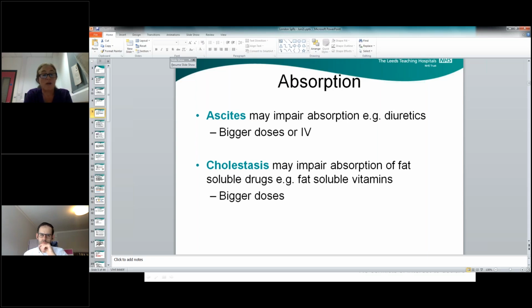Absorption may also be affected by cholestasis. If you're very cholestatic, then you don't excrete your bile salts into your gut, so you're going to have impaired absorption of fat, and that then includes fat-soluble drugs. The fat-soluble vitamins are the obvious ones. We know that we need to give massive doses of the fat-soluble vitamins, and that children with cholestatic liver disease can be very cachectic and fail to thrive because of their fat malabsorption. So we know we need to give bigger doses of fat-soluble drugs, and there are all kinds of drugs that are fat-soluble. We'll talk about one or two of them, certainly one, as we go further through the talk.